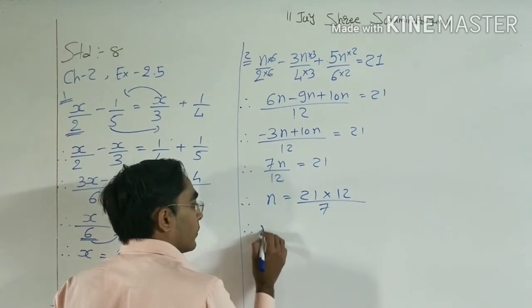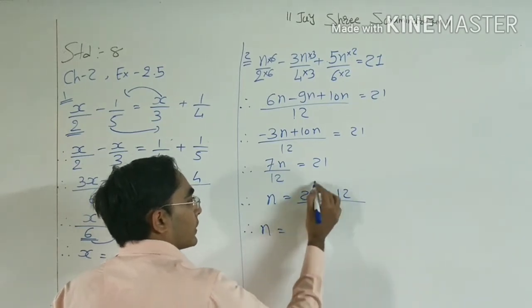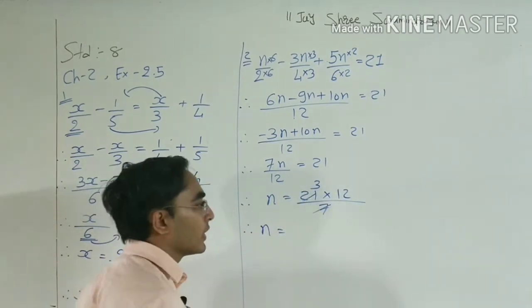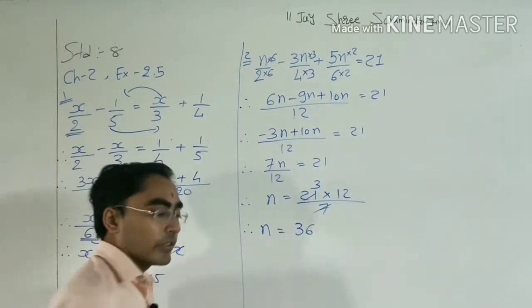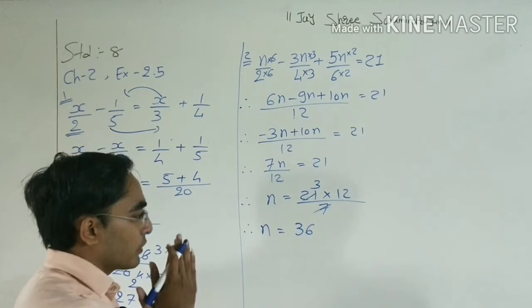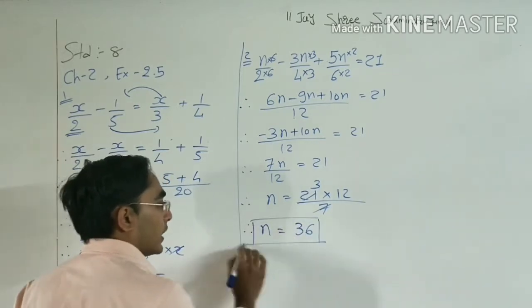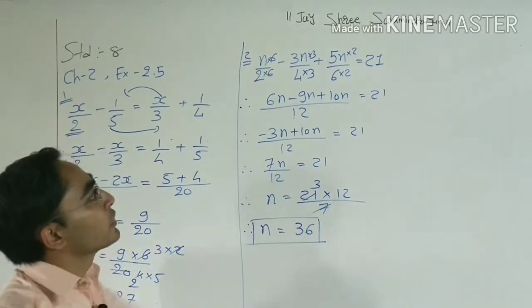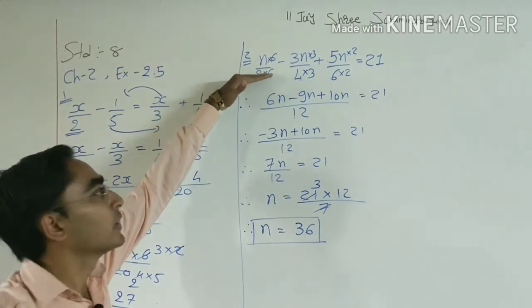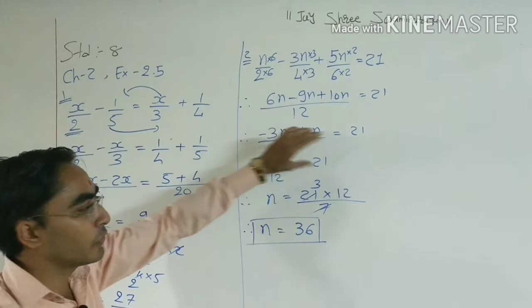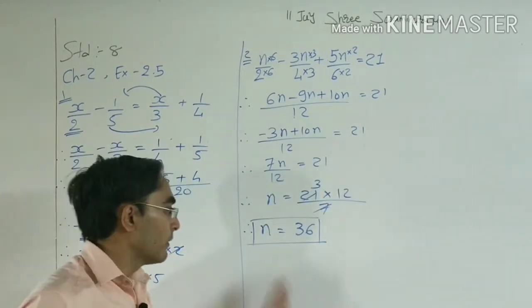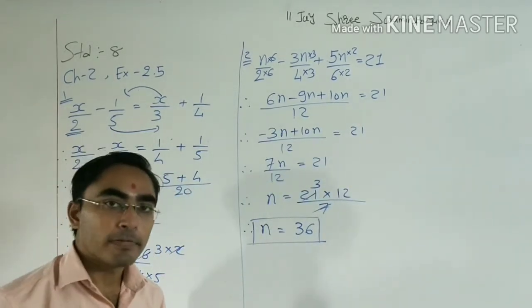Now we can simplify this. 7 3s are 21, and finally 12 3s are 36. So n is equal to 36. This is our answer. First of all we take the LCM. After that we simplify our numerator, and at last we transfer this numerical term to the other side. We will get the value of n.